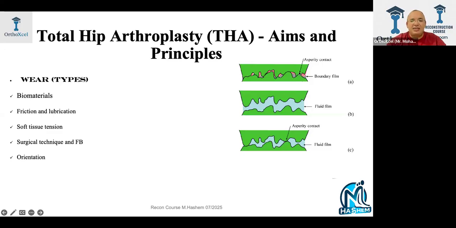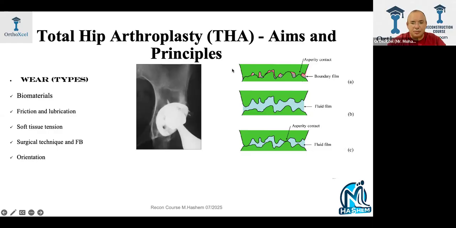What if my material is not wettable, is not that smooth, it has a lot of asperities? This will end with areas without any lubrication, as you can see. So there is some lubricant between some of the surfaces, but most of the surface has no lubricant between each other, and this will end with a boundary film, which we don't like to see in a total hip replacement.